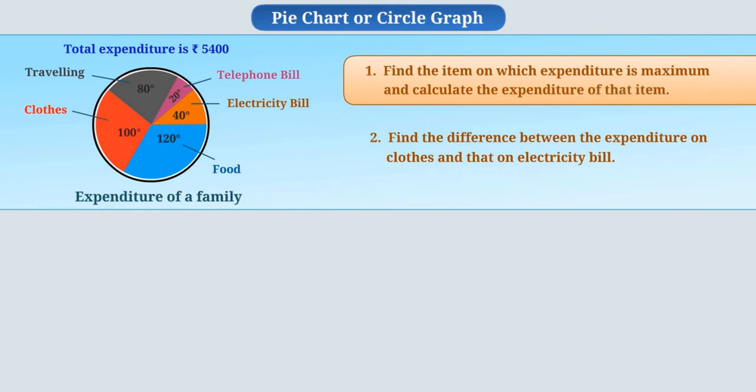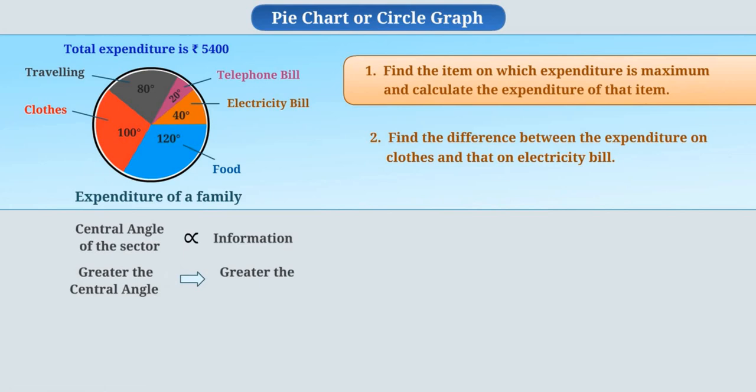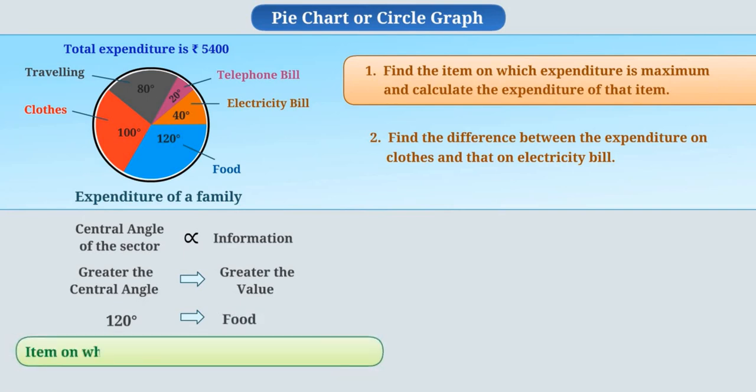In pie chart, the central angle of sector is proportional to the information it is representing. Greater the central angle, greater will be the value it is representing. Since 120 degree is the highest central angle, therefore, it will represent the highest expenditure. This expenditure corresponds to food. Therefore, the item on which expenditure is maximum is food.